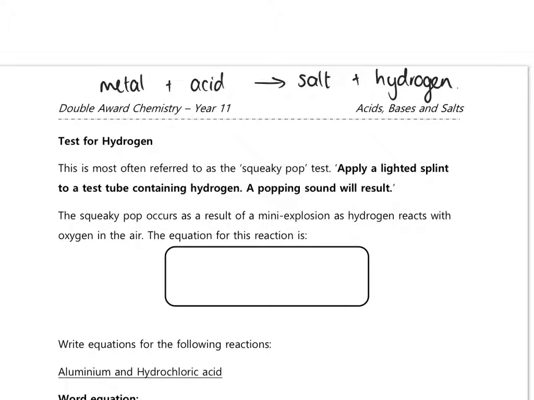It's referred to as the Squeaky Pop Test, but you need to know the procedure of how you test for hydrogen. Sometimes this is done in different ways, but in an exam, if you're asked for the method to test this gas, you need to say that you apply a lighted splint to a test tube containing hydrogen and a popping sound will result. Essentially that is you taking a test tube full of hydrogen, applying a splint to it that is lit, and a popping sound will result.